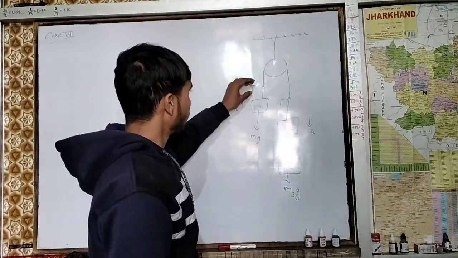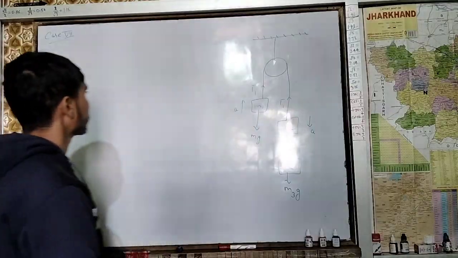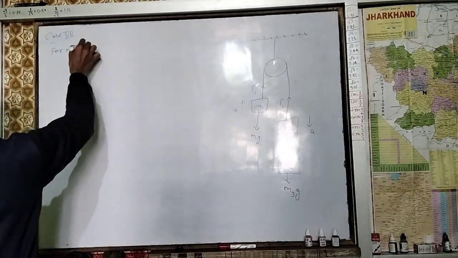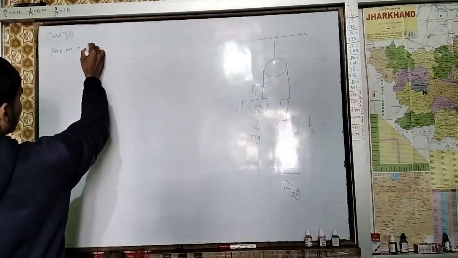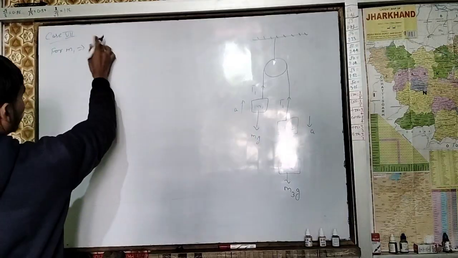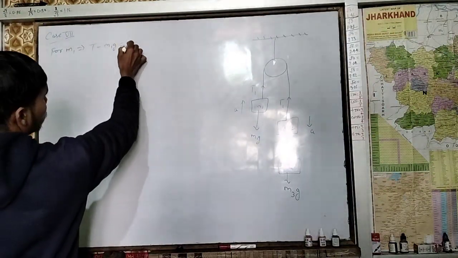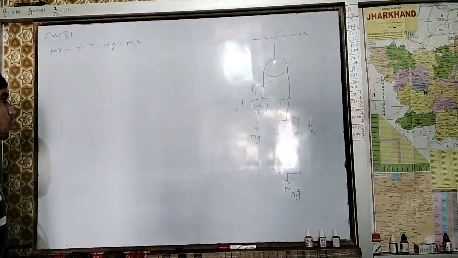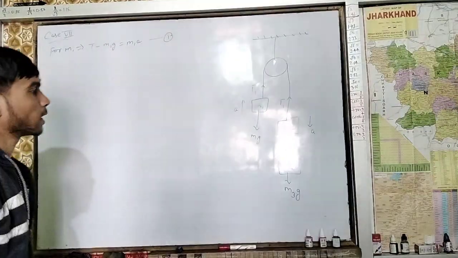You can say T1 is equal to, no, not at all. For M1, you would say if acceleration is upward, then T1 minus M1Z will be equal to M1 into A. This is first equation. Okay, this is first equation.